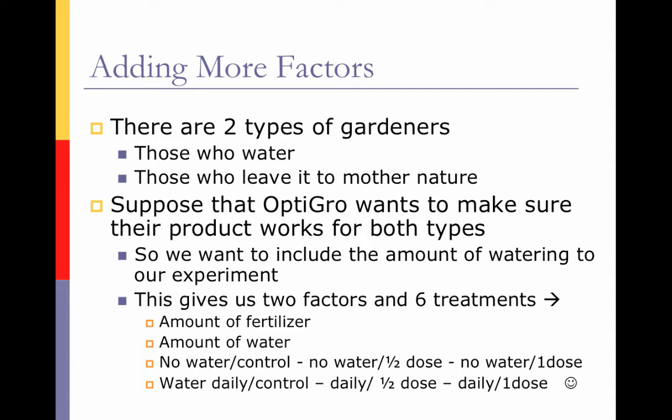You can always determine how many treatments you're going to have because you'll multiply the number of levels for each factor together. So we had 3 levels for the fertilizer and 2 levels for the water. 3 times 2 is 6. Therefore, we have 6 treatment groups.